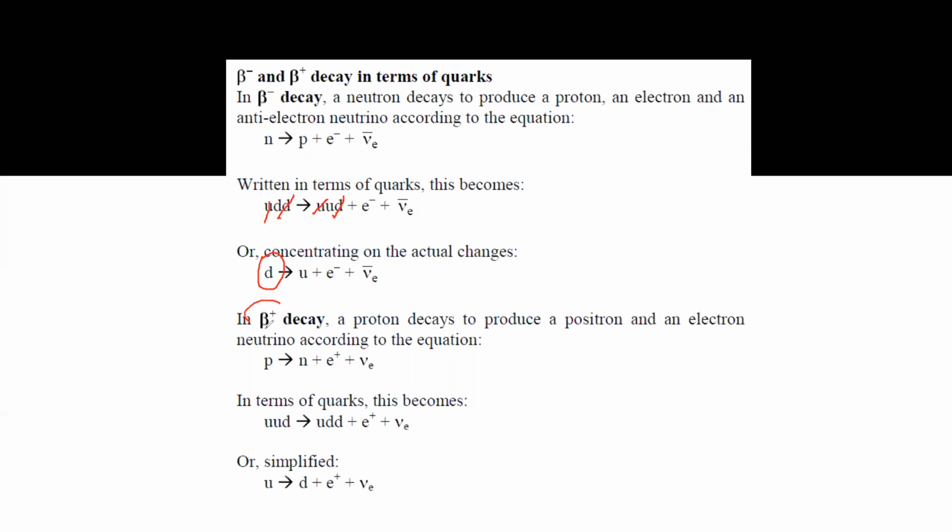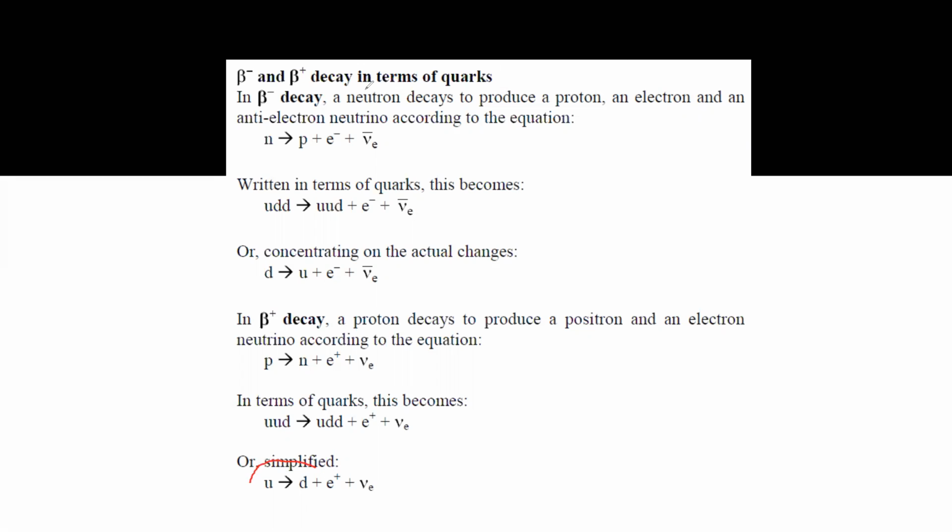In the same way, if you check positive beta decay, it means a positron is released. So a proton decays to produce a neutron, a positron and an electron neutrino. When we write it in terms of quark composition, it is up, up, down, and this is up, down, down. When we simplify, up cancels with up, down cancels with down. So it means an up quark changes into a down quark, a positron and an electron neutrino.